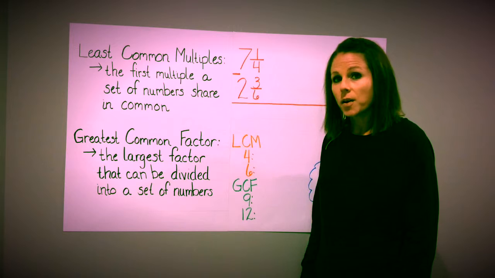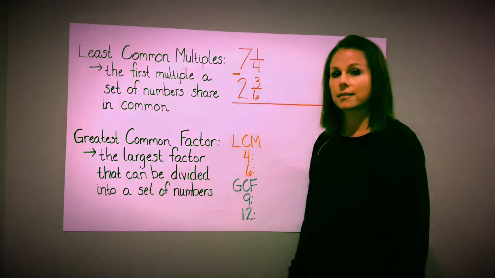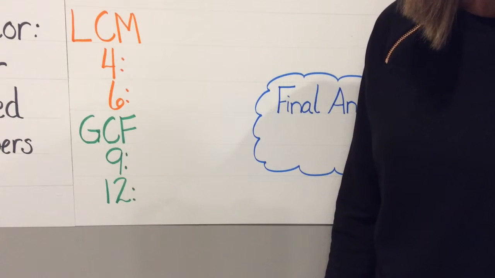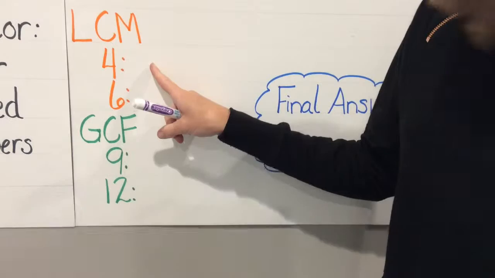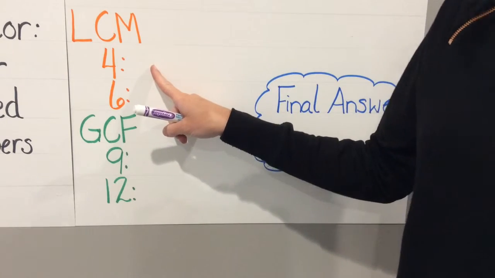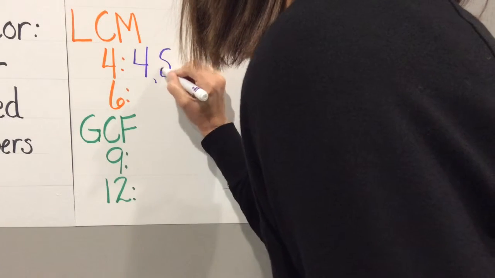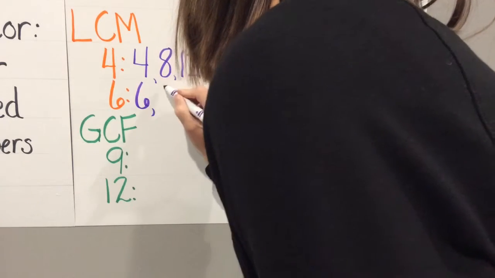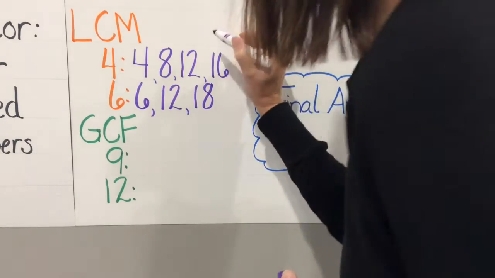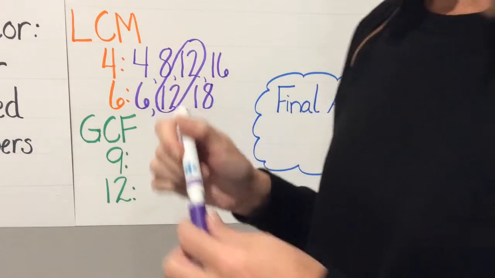Right. Let's look at today's problem. Today we will be subtracting 7 1/4 minus 2 3/6. The first thing we are going to have to do is find a common denominator by finding the least common multiple of 4 and 6. Let's list the multiples until we find a common one. As you can see, 12 is our least common multiple.